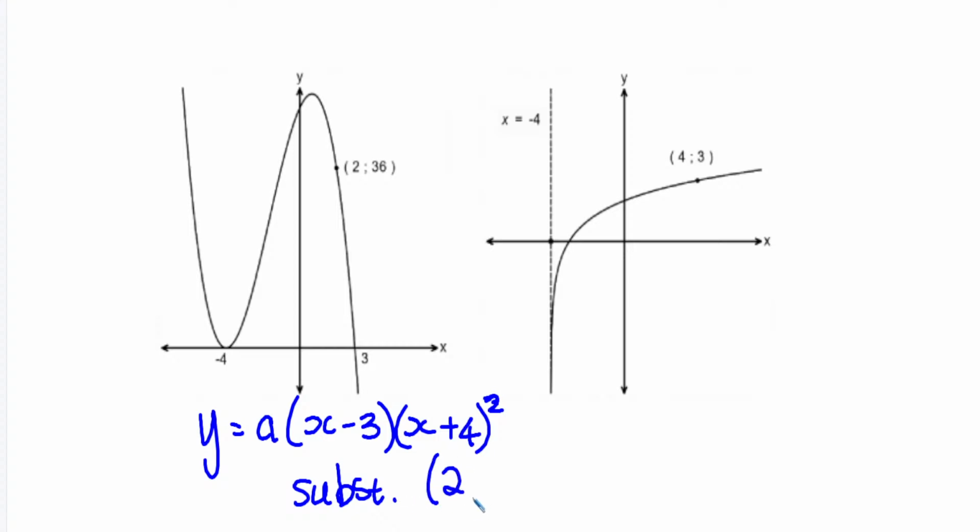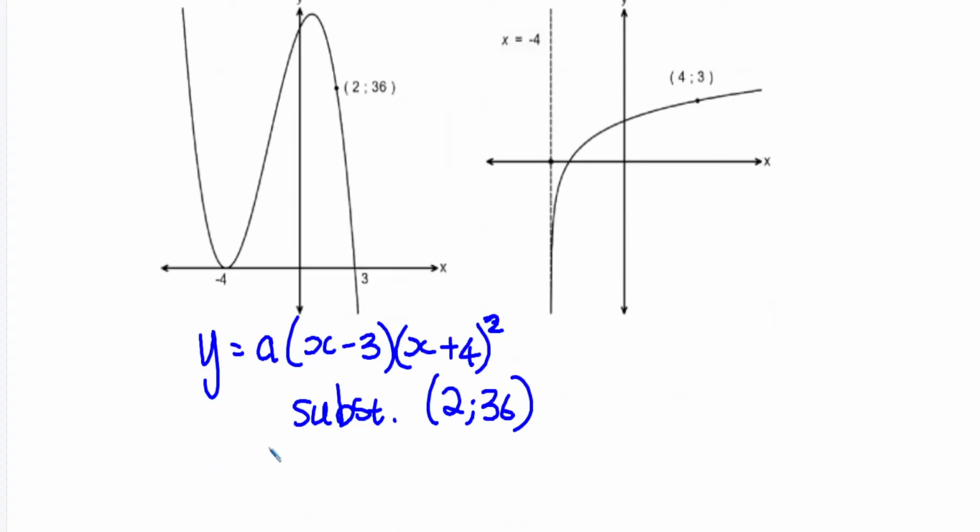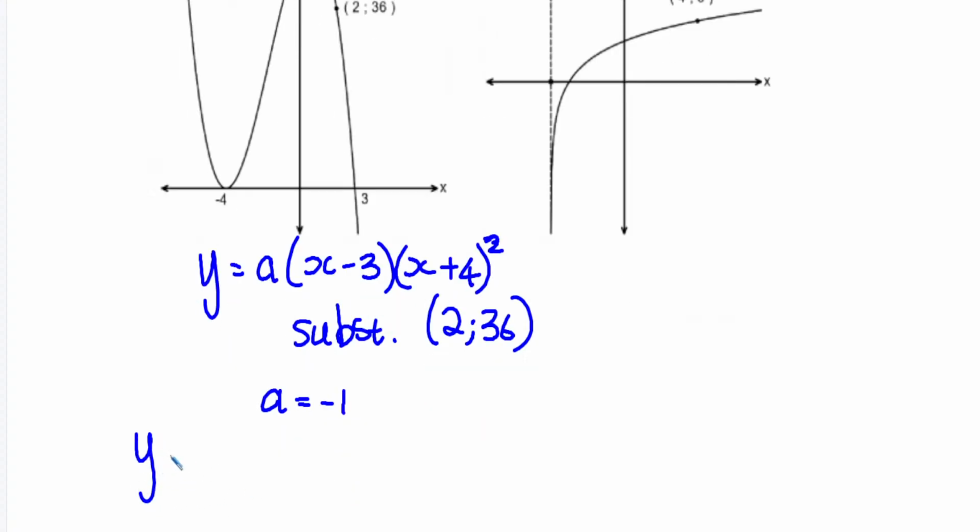Substitute (2, 36). When we do that, again, just to maybe save a little bit of time, we actually end up with a equals minus 1. And we end up with a final answer, because this is just algebra now. Multiplying it out, we get minus x cubed minus 5x squared plus 8x plus 48.